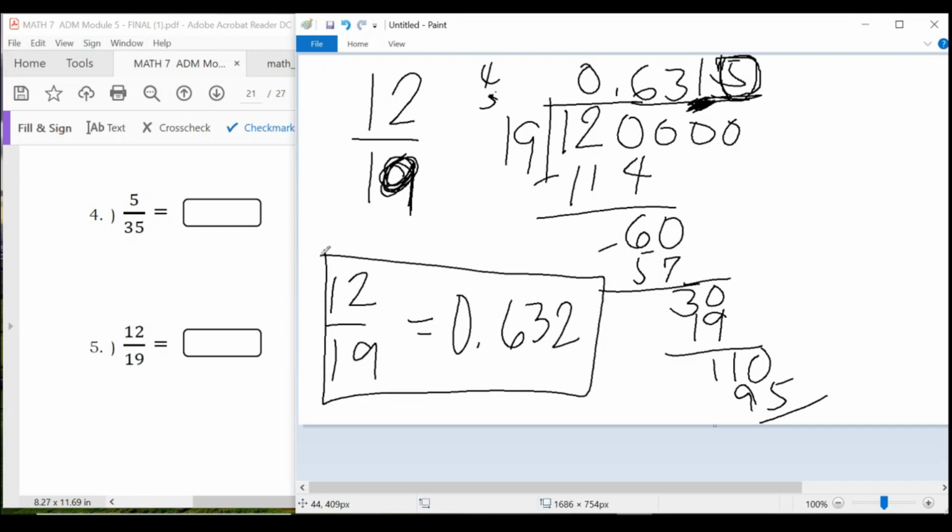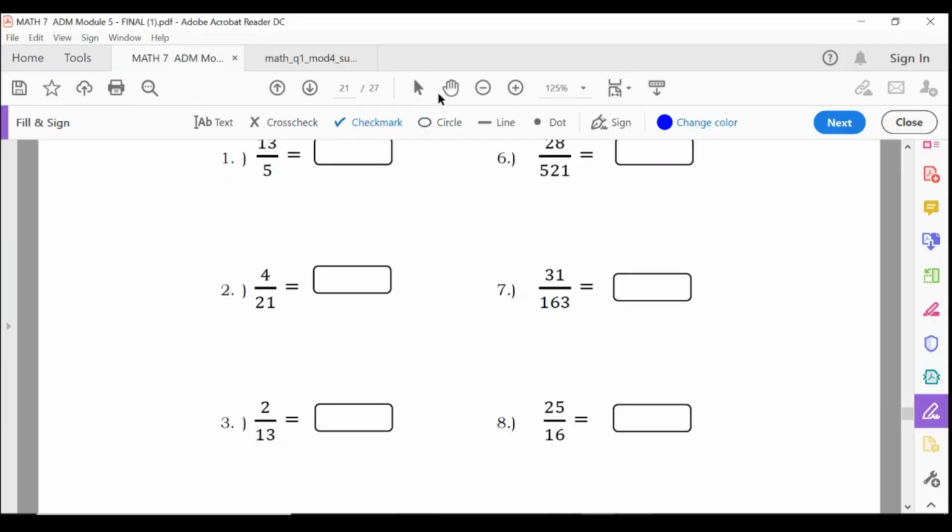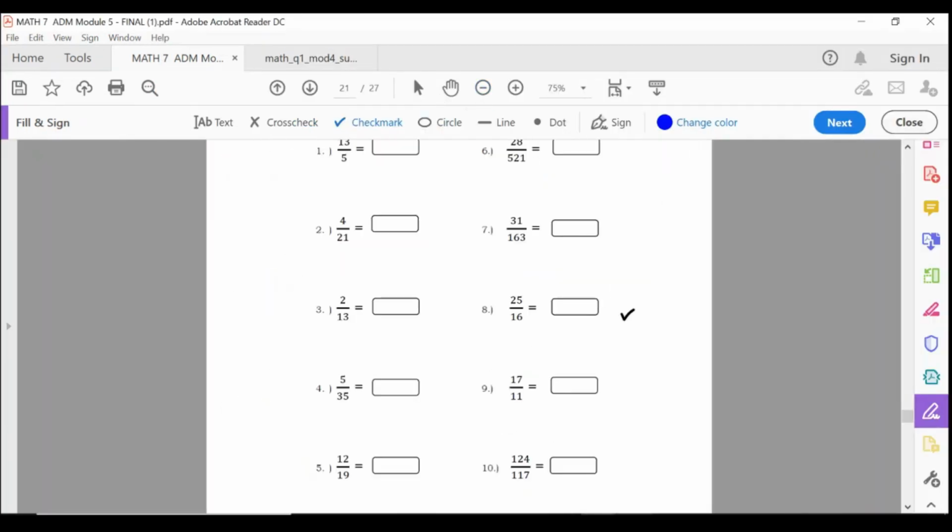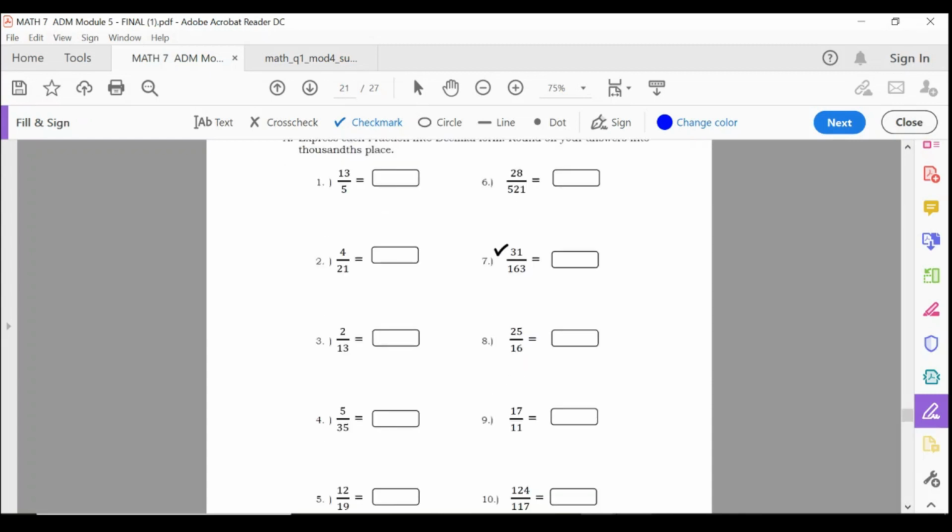Okay. So ganyan po yung proseso paano natin nakuha si 0.632 for our number 5. So same process po ang gagamitin natin class for 6 to 10. So kayo na po ang bahala dyan.